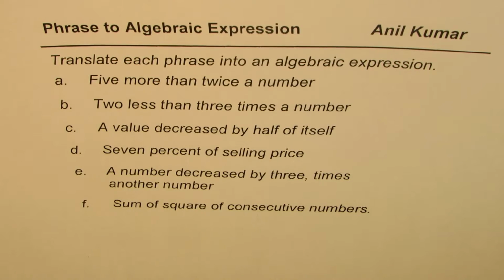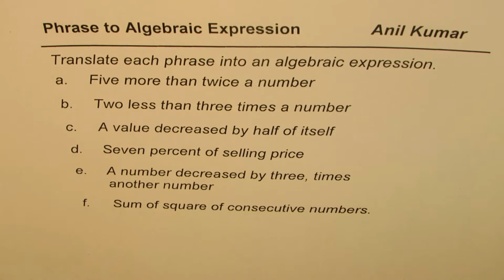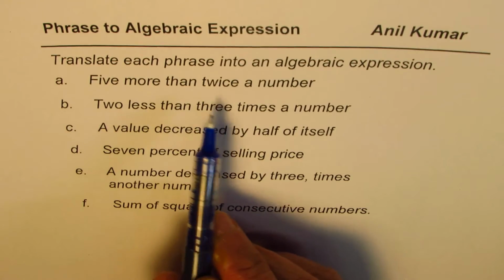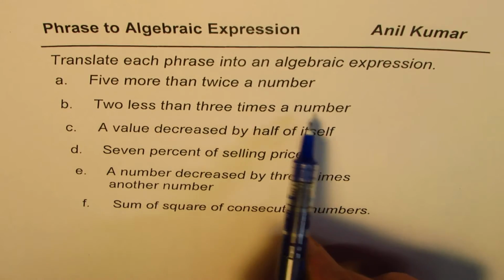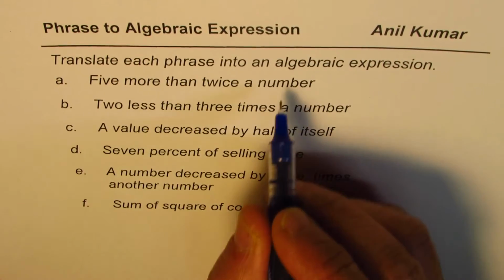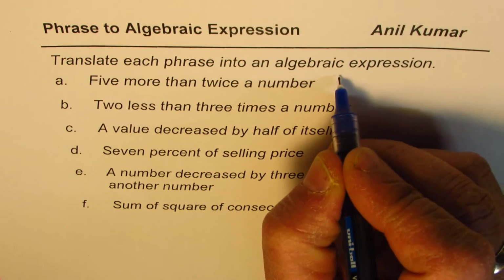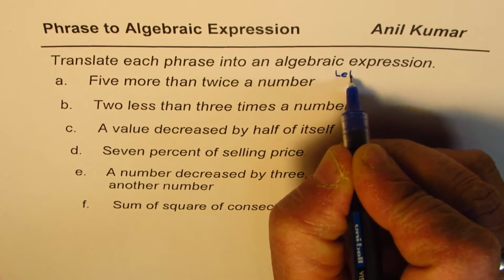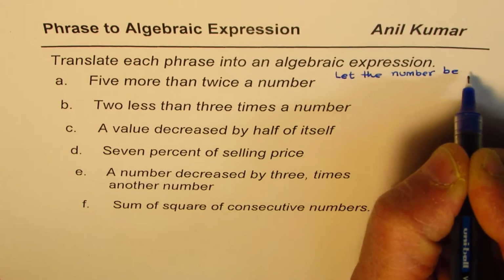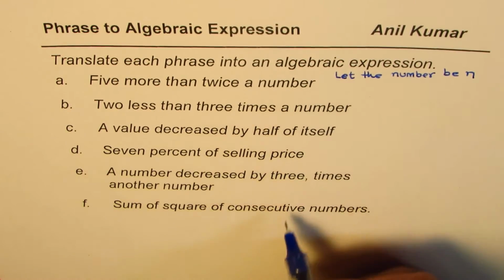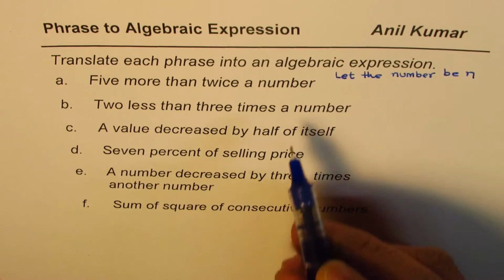Now, from my experience, I have written down few phrases which are very important from learning point of view. Let us see how to write algebraic expressions for these phrases. The first step always is to define a variable. We are saying 5 more than twice a number. So most of the time we are talking about a number. So let me in general say, let the number be n. So we'll use n as a number in writing expressions for most of these phrases.